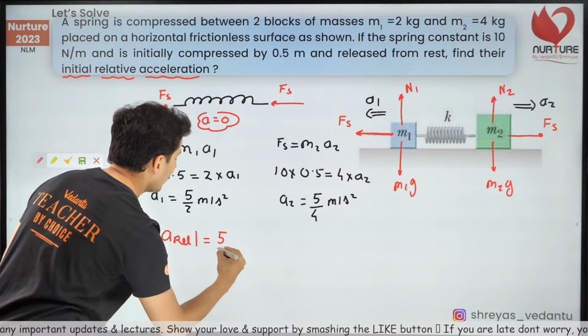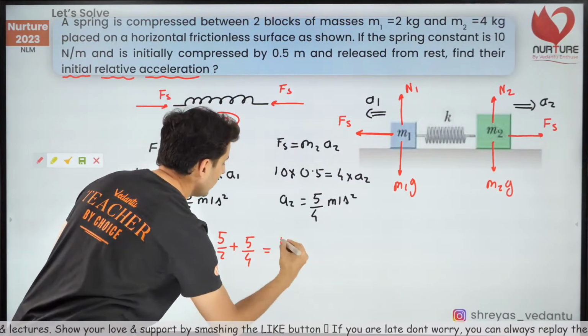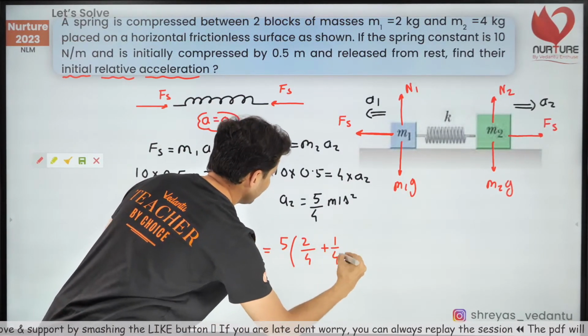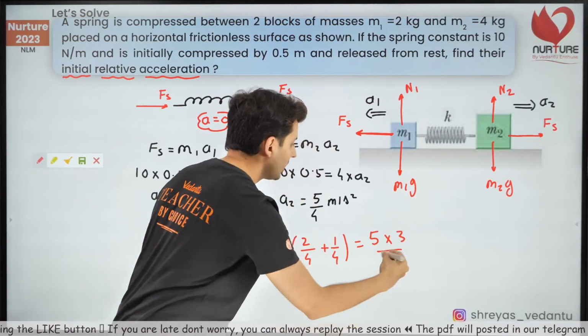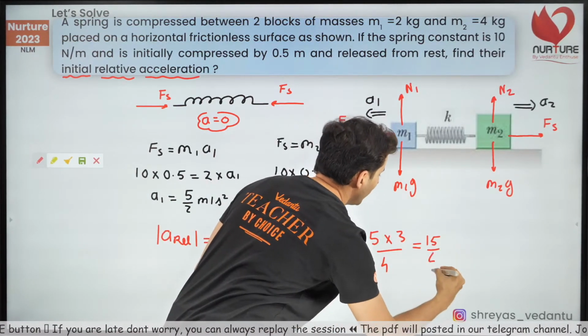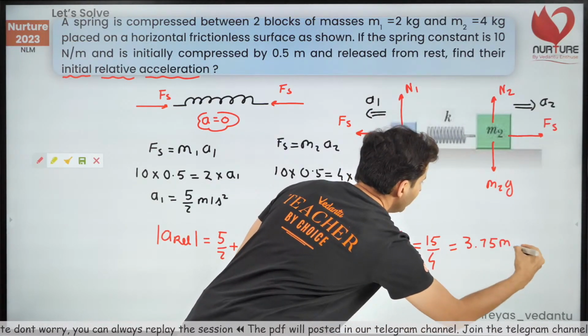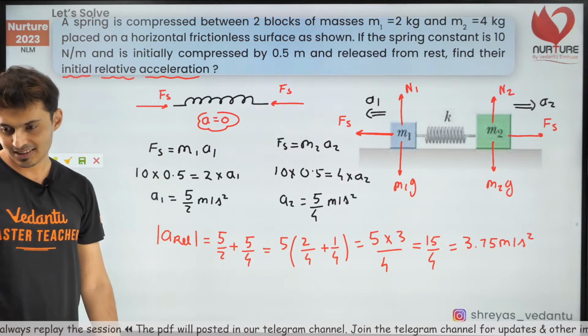So it will be 5 by 2 plus 5 by 4, which is 5 common, and you can write this as 2 by 4 plus 1 by 4, which is 5 into 3 by 4, which is 15 by 4, which is 3.75 meters per second square. That's the answer. Very good.